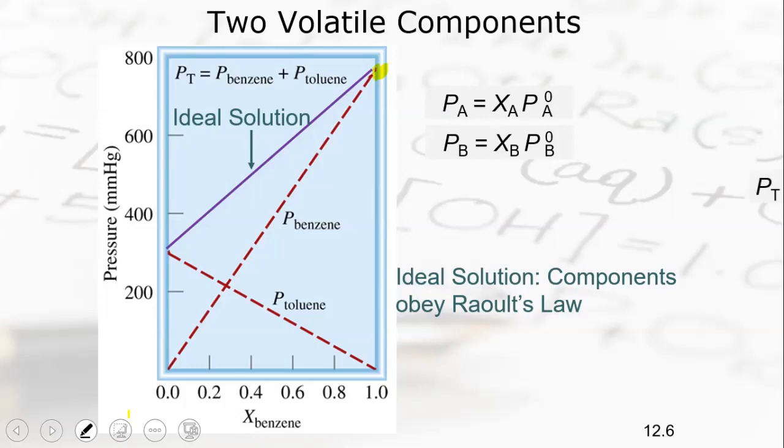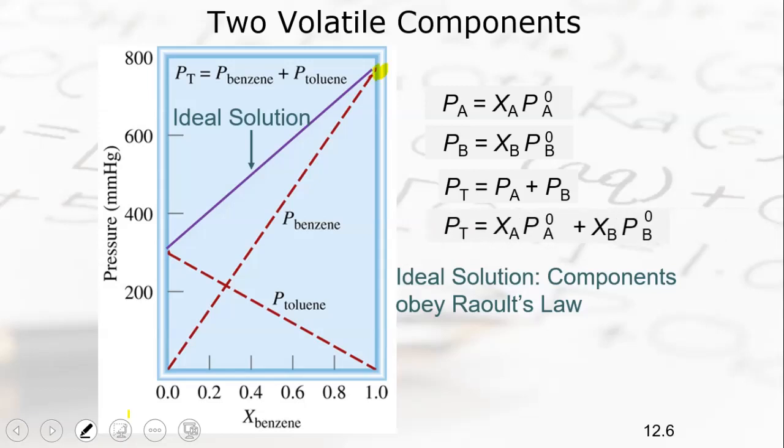And according to Dalton's law, the total vapor pressure would be the sum of the partial pressures of each. But since each one obeys Raoult's law, you have this expression here. So why am I going through this? Well, obviously, if I'm calling it an ideal solution, it gives you the sense that there must be some that are non-ideal. And that is the point.